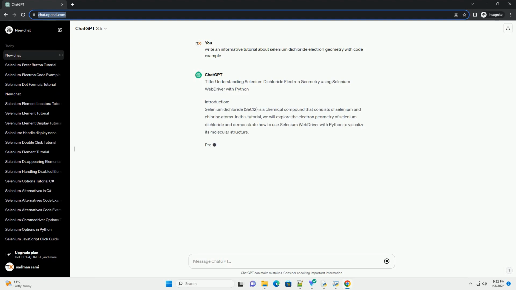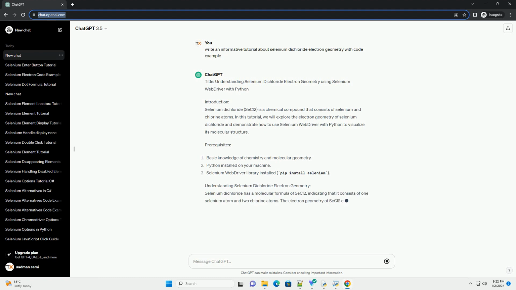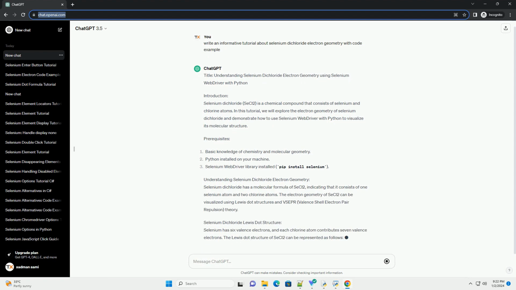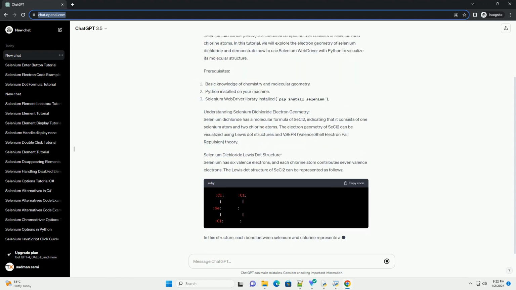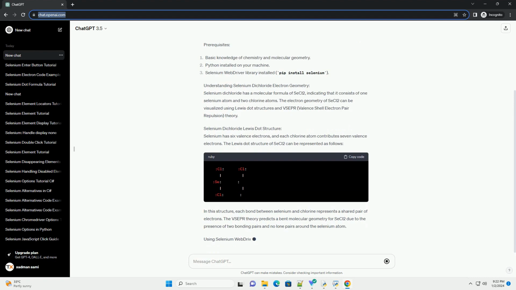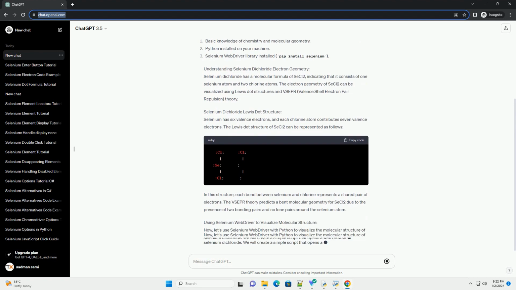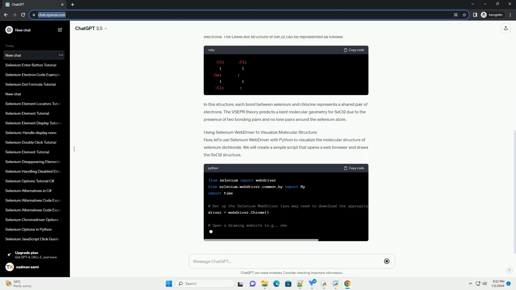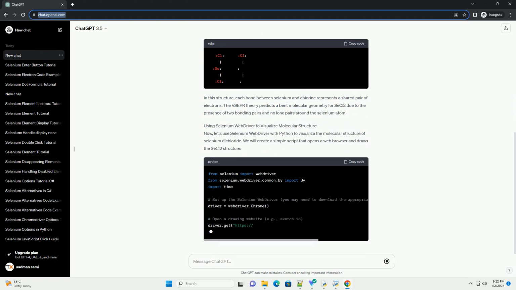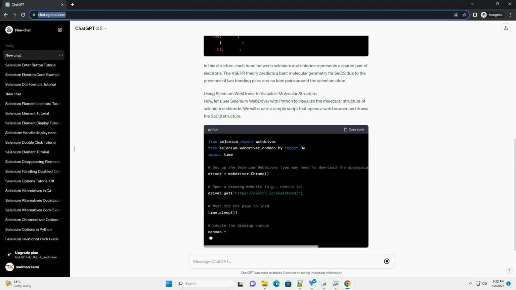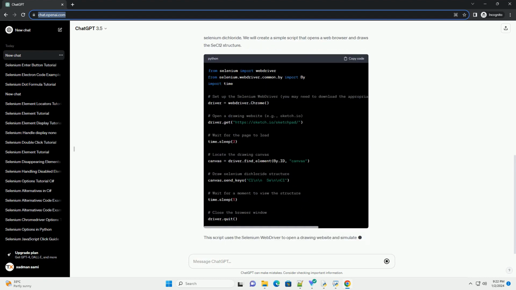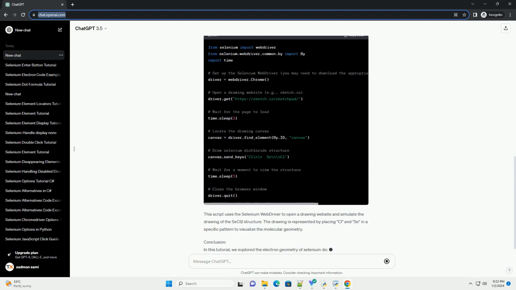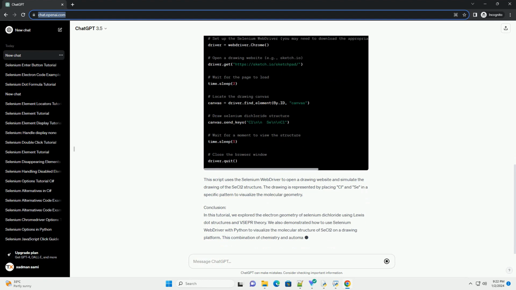Title: Understanding Selenium Dichloride Electron Geometry Using Selenium WebDriver with Python. Introduction. Selenium dichloride, SeCl2, is a chemical compound that consists of selenium and chlorine atoms. In this tutorial, we will explore the electron geometry of selenium dichloride and demonstrate how to use Selenium WebDriver with Python to visualize its molecular structure.